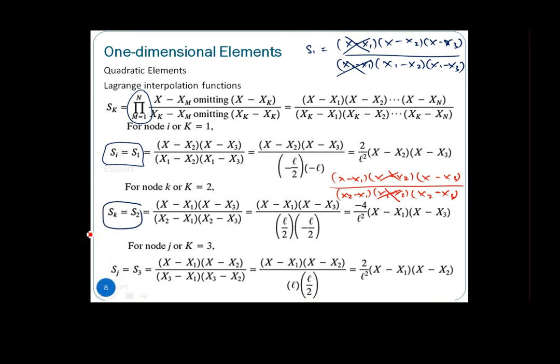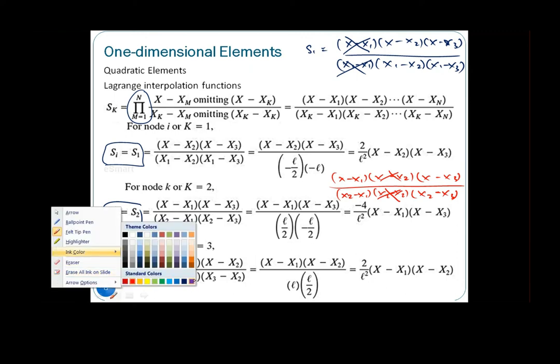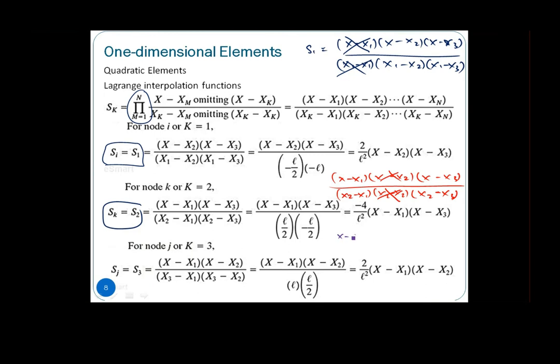For node 3, it is the same. When k goes to 3, we have x minus x1, x minus x2, x minus x3, where x minus x3 is omitted. Then we have x3 minus x1, x3 minus x2, x3 minus x3, where this is omitted. So that gives us the shape functions.